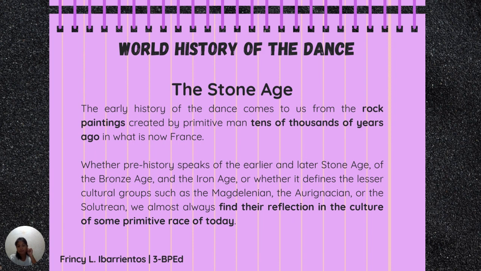Class, listen. So this is the first stage, the Stone Age. The early history of the dance comes to us from the rock paintings created by primitive man tens of thousands of years ago in what is now France. Whether prehistory speaks of the early and later Stone Age, the Bronze Age, and the Iron Age, or defines the lesser cultural groups such as the Magdalenian, the Aurignacian, or the Solutrean, we almost find their reflection in the culture of some primitive race of today.